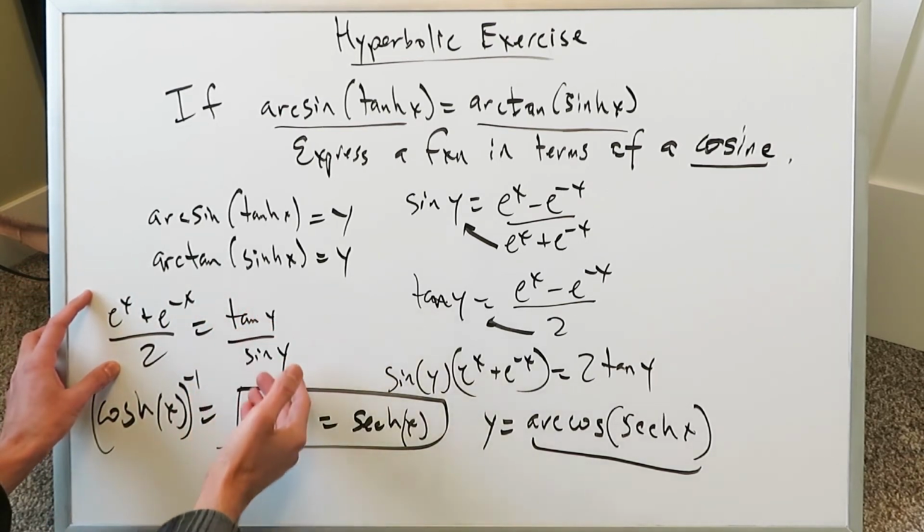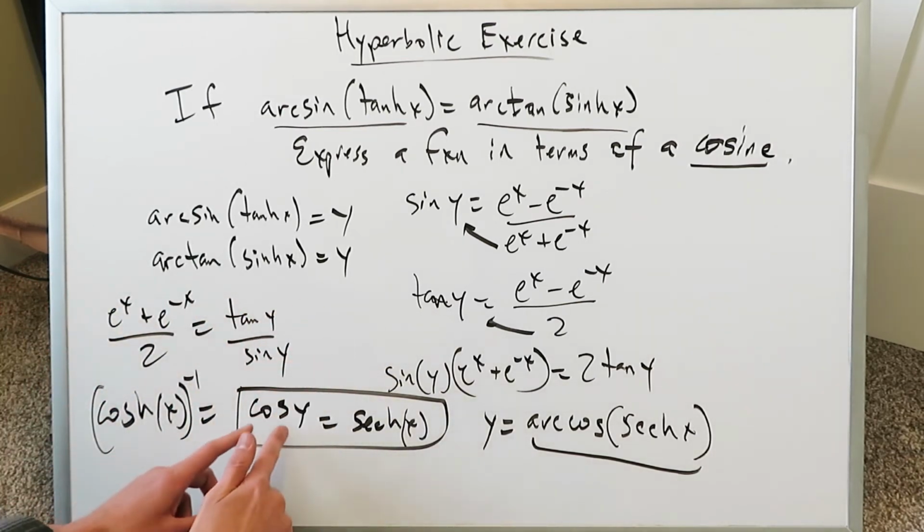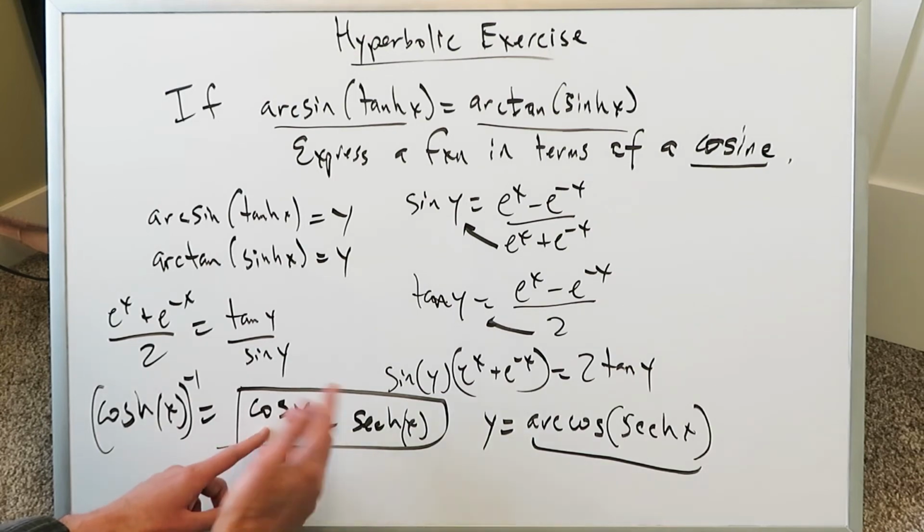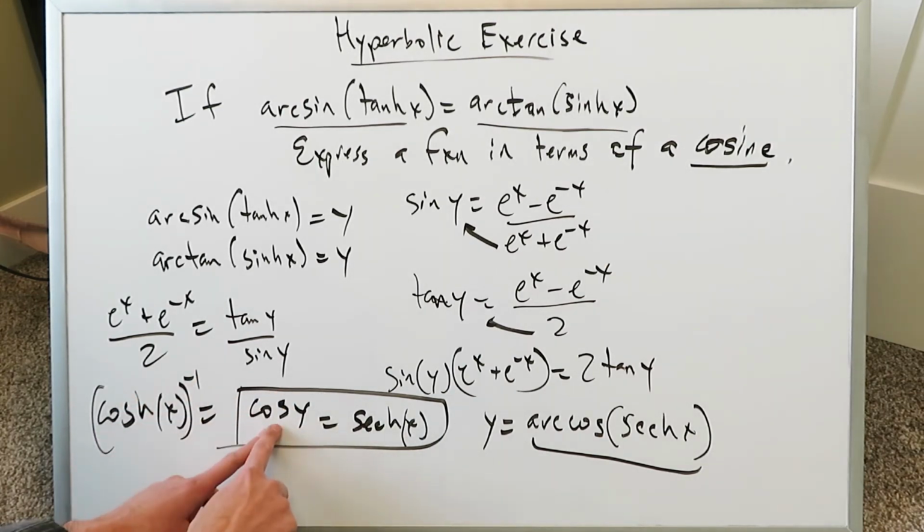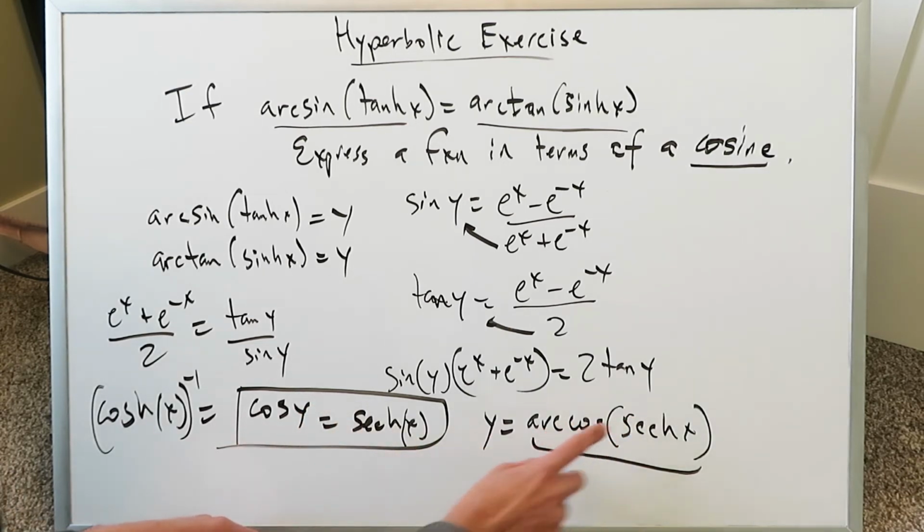Hyperbolic cosine is equal to secant. Then we just flipped everything around to make everything in terms of a cosine, not a reciprocal of that, the secant, because the question was to convert everything in terms of cosine, not in secant. And we did the reciprocal of everything. We get cosine y is equal to hyperbolic secant, and then we solve for y is equal to that.